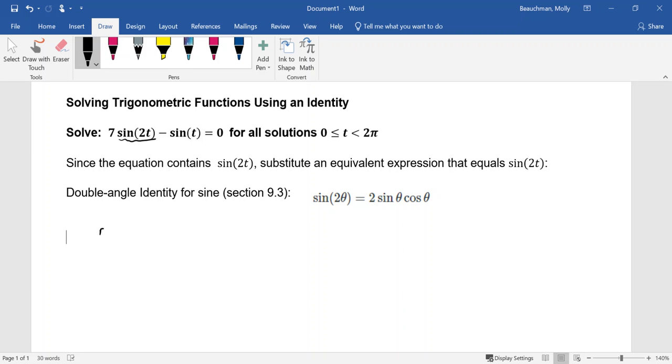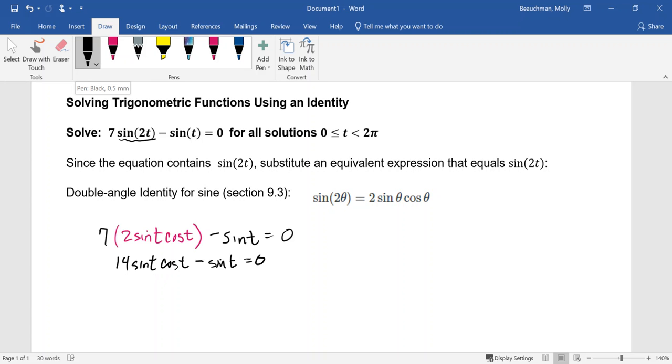So I get 7 times, instead of sine 2t, I'm going to have 2 times the sine t times cosine t, minus the sine t is equal to 0. All right, so what we want to do now is multiply 7 times 2 and we get 14 times the sine of t times the cosine of t minus the sine of t is equal to 0.